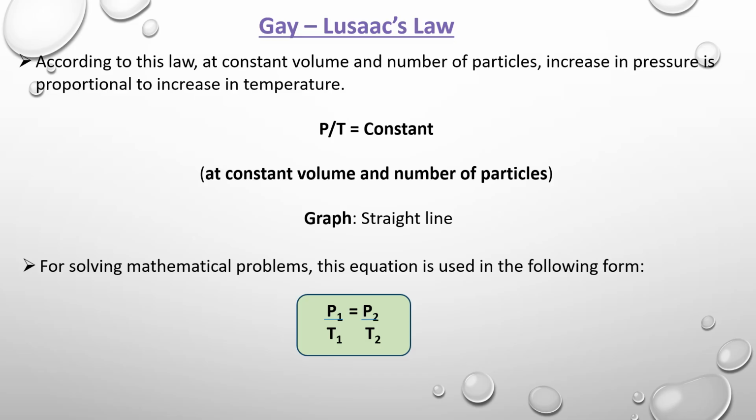Gay-Lussac's law. According to this law, at constant volume and number of particles, increase in pressure is proportional to increase in temperature. P divided by T is equal to constant at constant volume and number of particles. Graph: straight line. For solving mathematical problems, this equation is used in the following form: P1 by T1 is equal to P2 by T2.